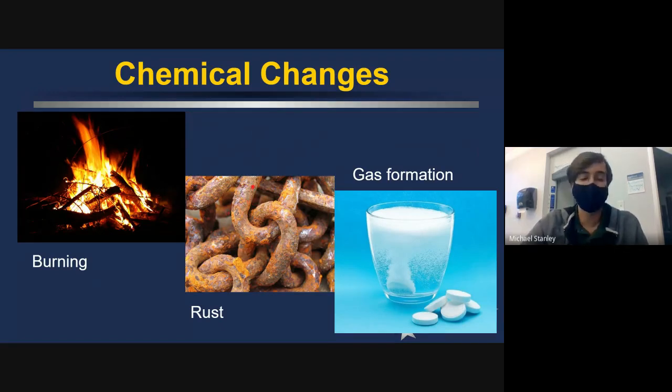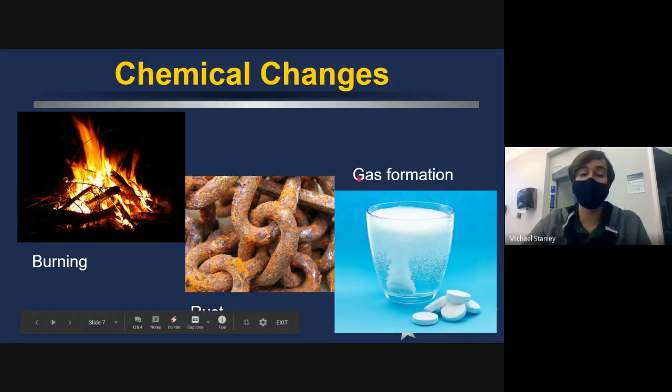So we get this new color, the texture changes, right? It becomes really flaky and kind of crumbly. And that is all due to that chemical change. So the iron and the oxygen become chemically changed into iron oxide, which has different properties than the original iron.